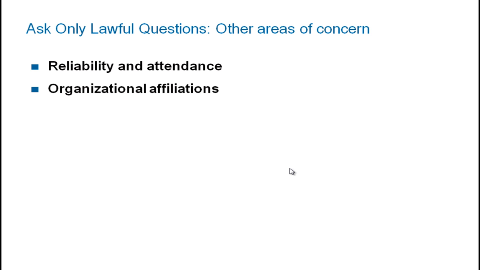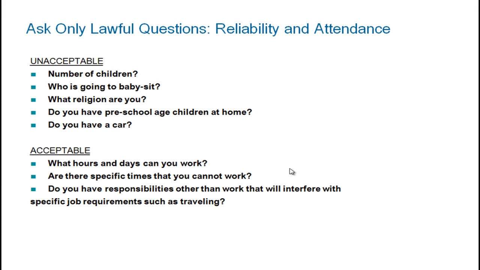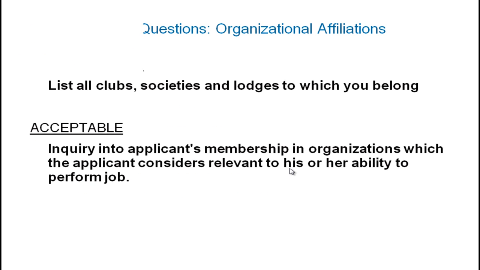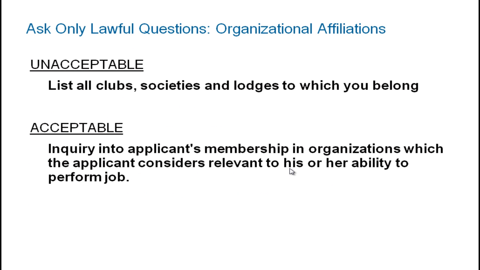Liability. There should be liability concerns over other personal matters and organization affiliations. Under this, unacceptable questions include: number of children, babysitting arrangements, what religion you are, preschool, age of children, and whether you have a car. The things which are acceptable are what hours and days you can work, specific times, and responsibilities that you can share. Also unacceptable: what kind of clubs you go to or societies you belong to. These are not acceptable when you are going for a job.